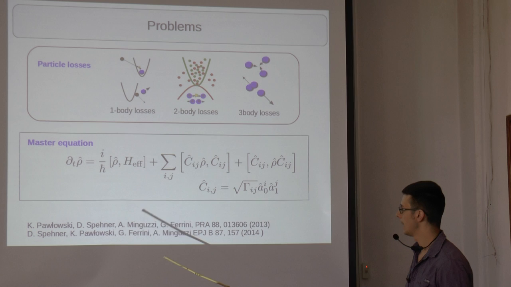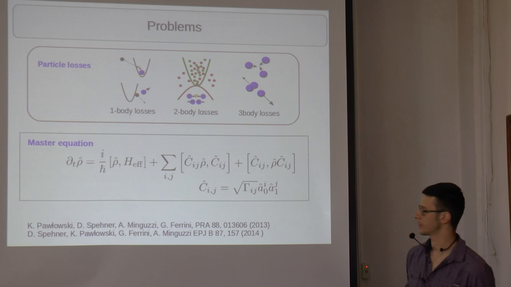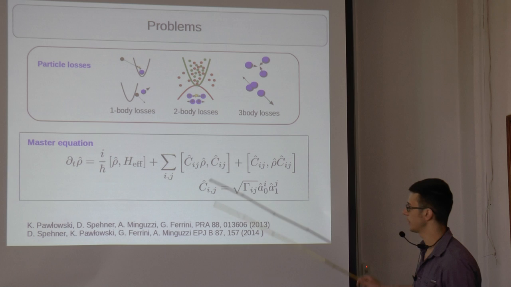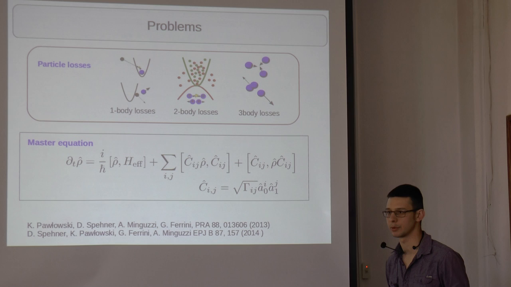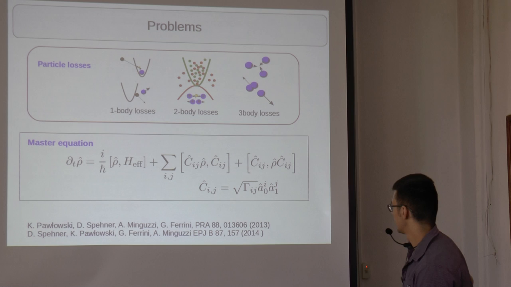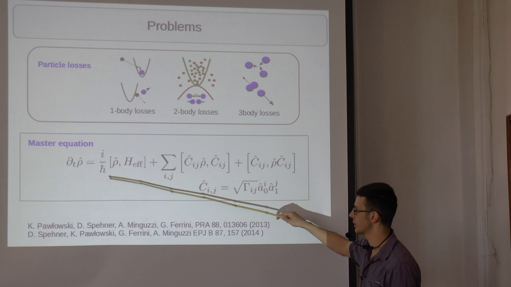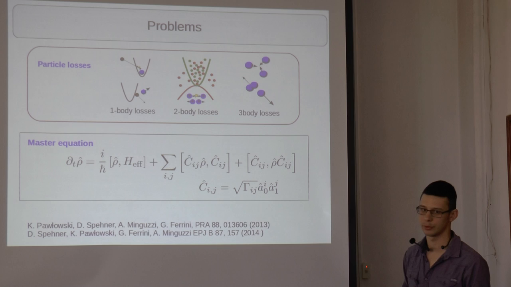This equation was derived also by me for one-body losses. There are some sketches, not a rigorous derivation, in the case of other kinds of losses, but I was solving this equation and comparing it with experiment. It seems that it's reasonable to study the losses. I learned some time ago how to efficiently solve this kind of master equation. And now I'm using my methods and solutions to find the usefulness of BEC in interferometry.